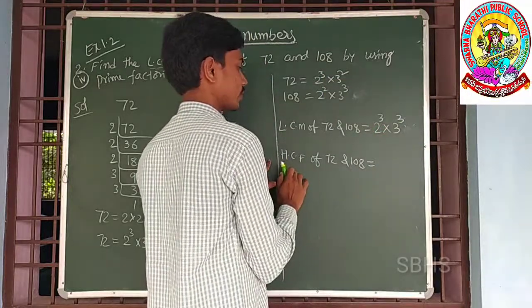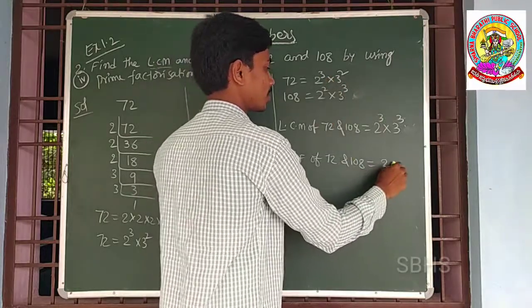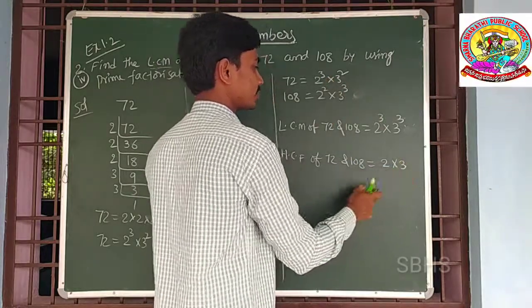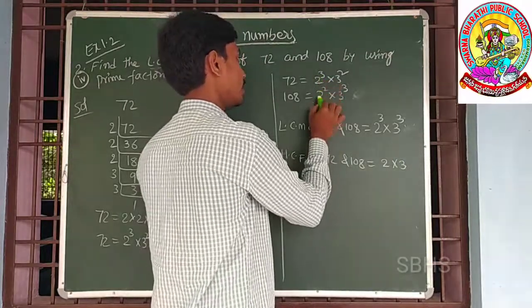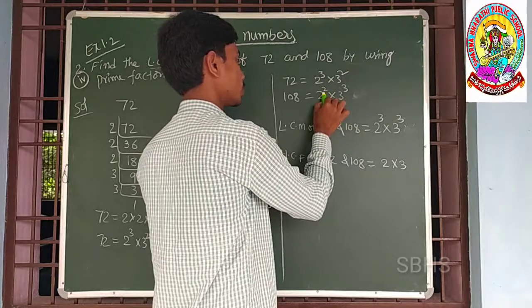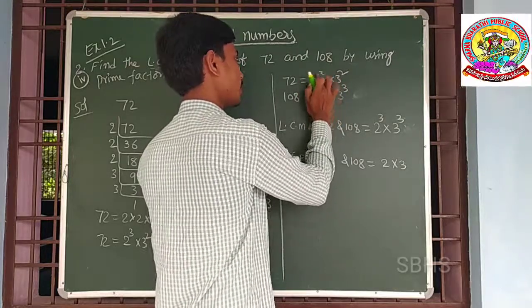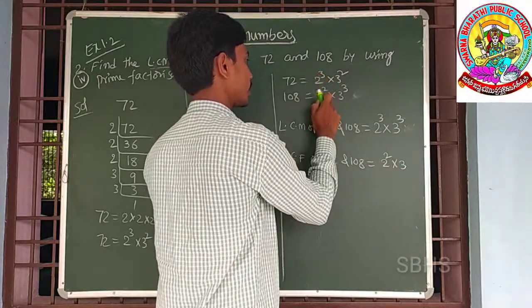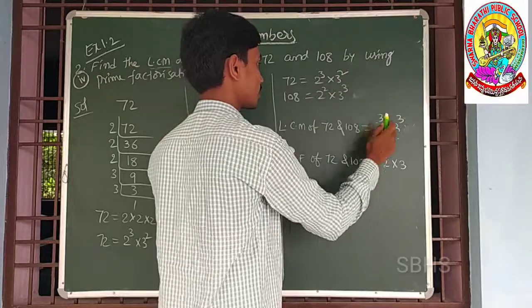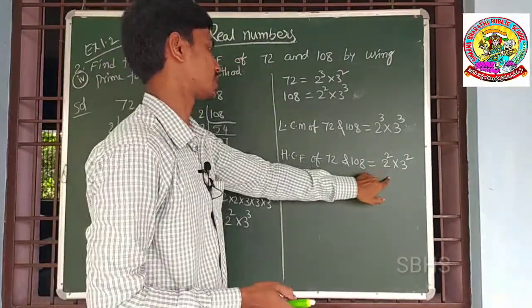Now the HCF of 72 and 108. What are the common prime numbers in the products? 2 and 3. Here commonly you have 2 square, here 2 square, and another one is also here. So the lowest power is 2 square, right? Commonly the lowest power is 2 square. Here the common lowest power is 3 square. So 2 square and 3 square is the HCF.